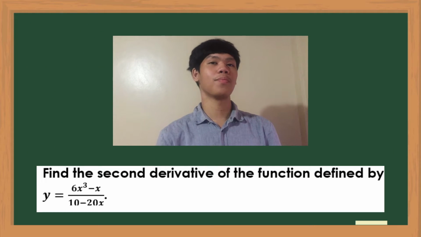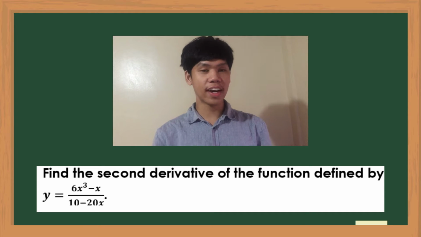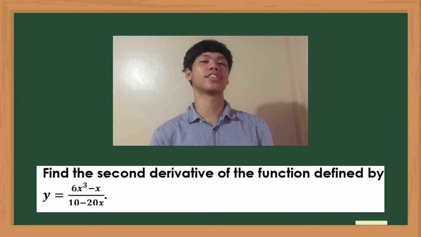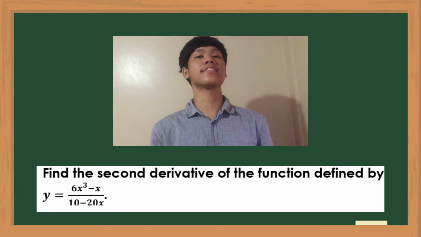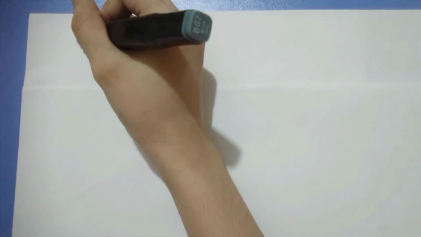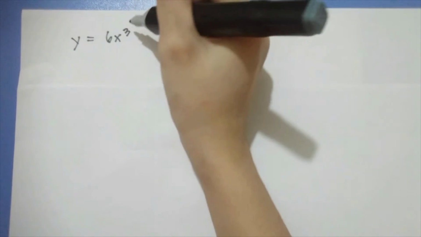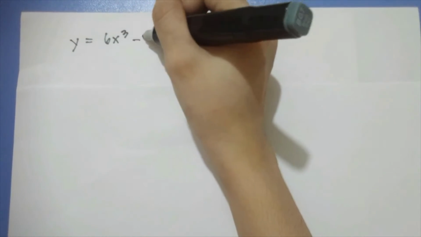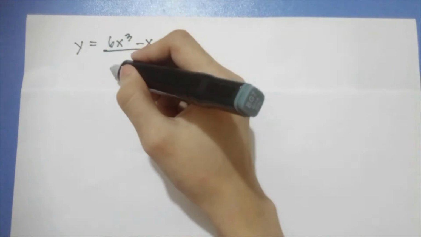Here we have an example of a fractional equation. The problem asks to find the second derivative of the function defined by y equals (6x cubed minus x) over (10 minus 20x). So we have our equation y equals (6x cubed minus x) over (10 minus 20x).